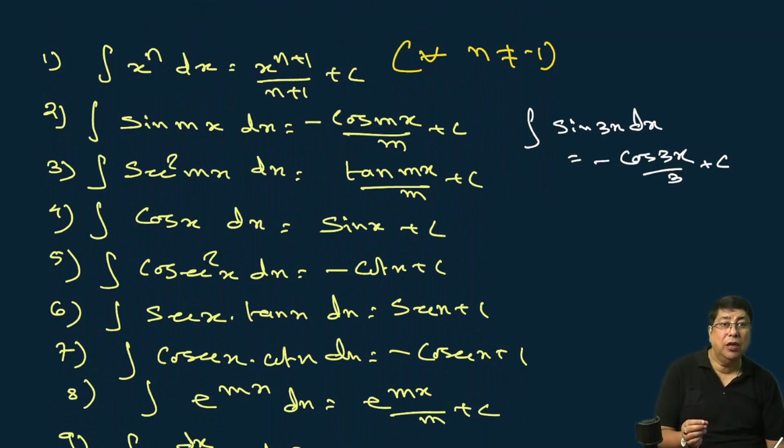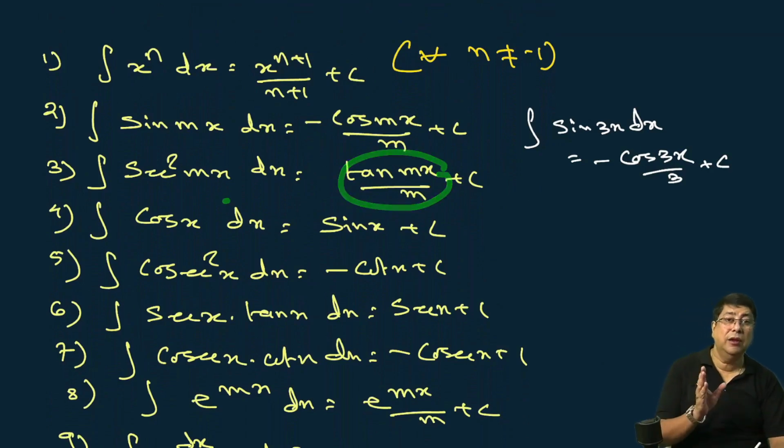Similarly, if we differentiate minus cos 3x by 3, just see one thing. What is the derivative of cos 3x? Minus sin 3x times 3, so minus 3 sin 3x, and 3 is coming outside, and we get this portion. So that is why, once again, integration is the reverse process of differentiation, or antiderivative. Now let's do some examples. The integration of sec square mx is similarly tan mx by m.